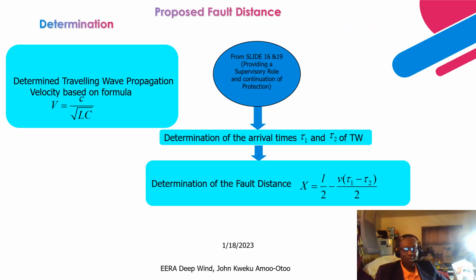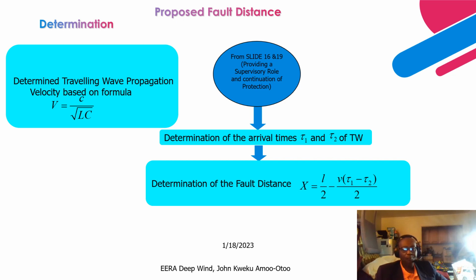And as you can see over here, this is also a continuation from slides 16 and 19. After I have determined the onset of protection, when protection starts, I've detected the fault, then I am able to distinguish between an internal and an external fault. Then I move on to the next stage of determining the distance.